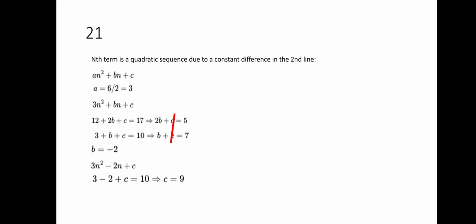So the first term is 10, so substituting the relevant numbers in the expression, we have 3, because 3 times 1 squared is 3, minus 2, because minus 2 times 1 is minus 2, plus c equals 10. So 3 minus 2 plus c equals 10. Solving for c, that would give you c equals 9. So therefore the expression for the nth term is 3n squared minus 2n plus 9.